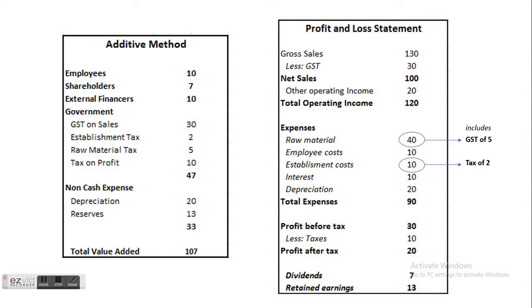Let's now calculate how much government gets. Government gets 30 as GST on sales, 2 as establishment tax, 10 as a tax on profit, and 5 as raw material tax. This comes down to 47. Adding all these numbers gives us 74. To this, we will add the non-cash expense of depreciation, which is 20, and the reserves of 13, which is retained by the company itself. If we add all these numbers, we can match the value added as calculated earlier in the subtractive way.